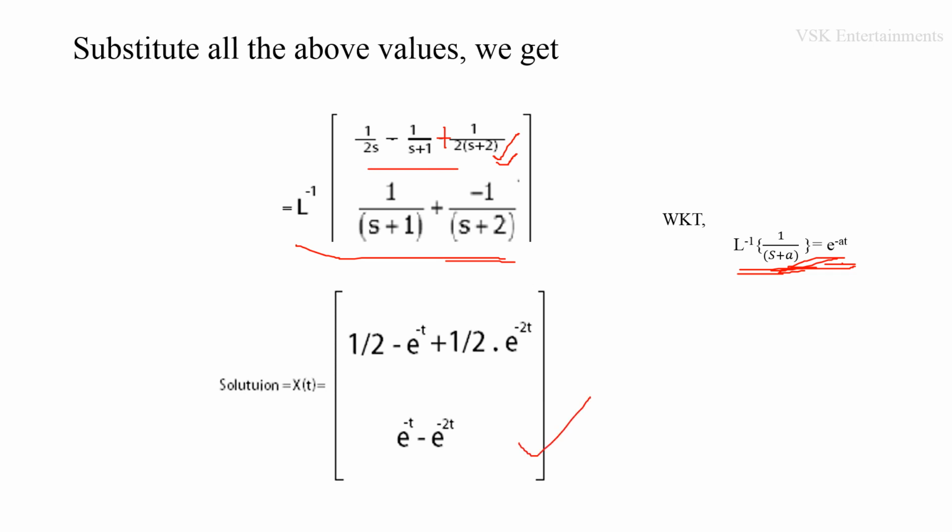This is the solution of the given state model. The inverse Laplace transform of 1 by 2s is 1 by 2, minus the inverse Laplace transform of 1 by (s plus 1), which is e power minus t, plus the inverse Laplace transform of 1 by 2 into (s plus 2), that is 1 by 2 into e power minus 2t. Similarly, the inverse Laplace transform of 1 by (s plus 1) is e power minus t, and the inverse Laplace transform of minus 1 by (s plus 2) is minus e power minus 2t. This is the solution of the given state model.